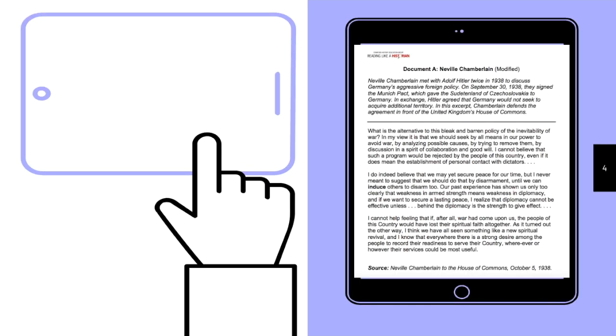We will examine a speech given in the World War II era. On October 5th, 1938, Neville Chamberlain gave the speech you see here. Students are likely to write Neville Chamberlain as their answer to who is the speaker and move on.